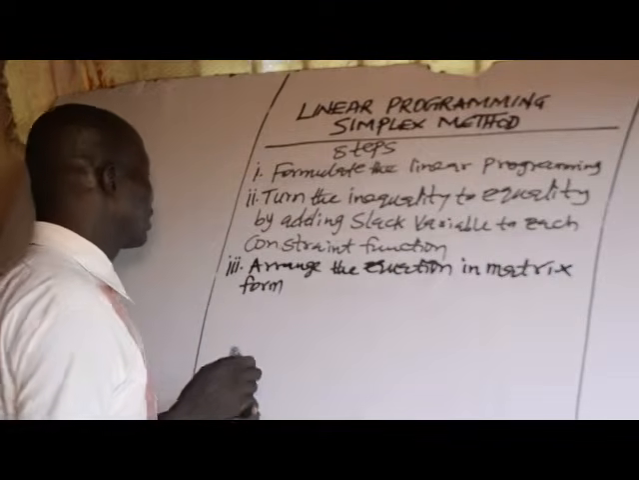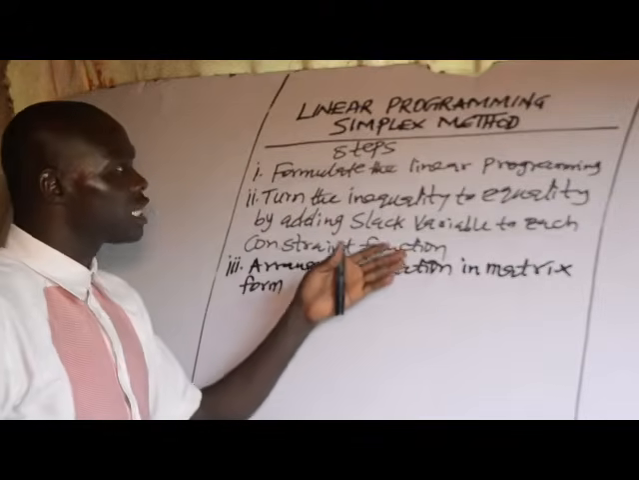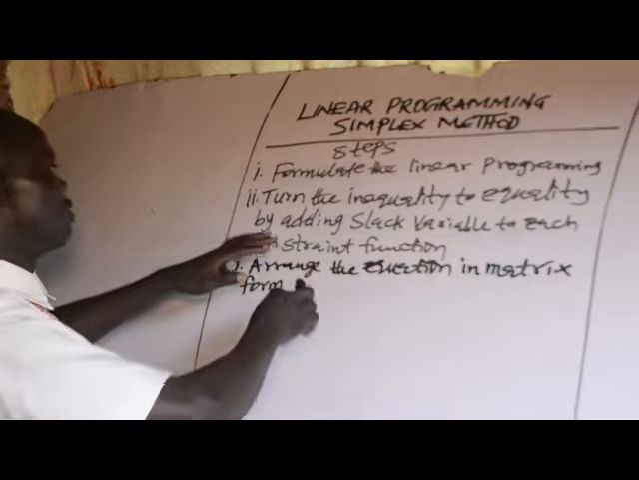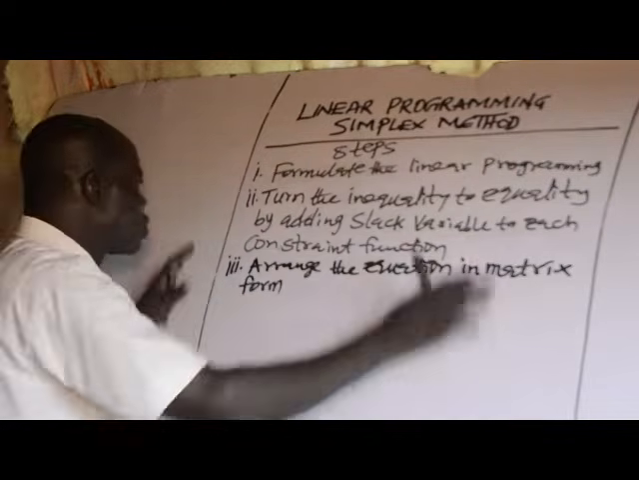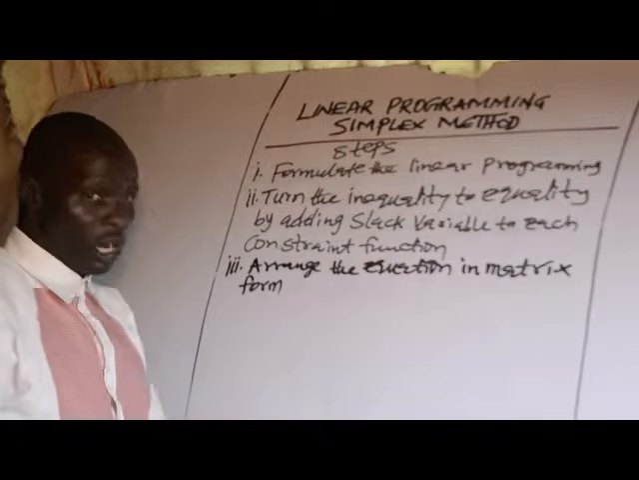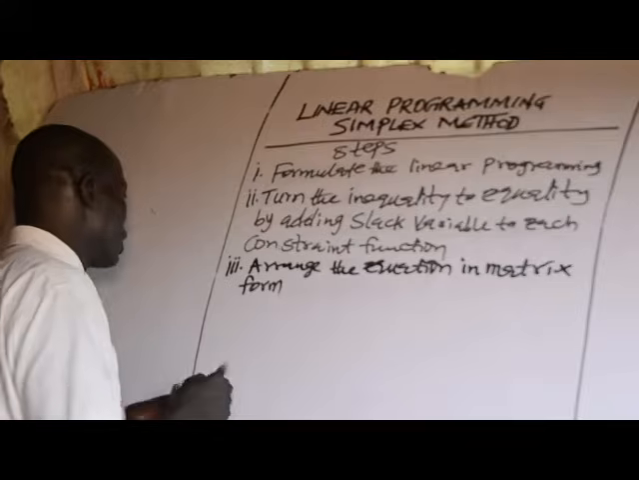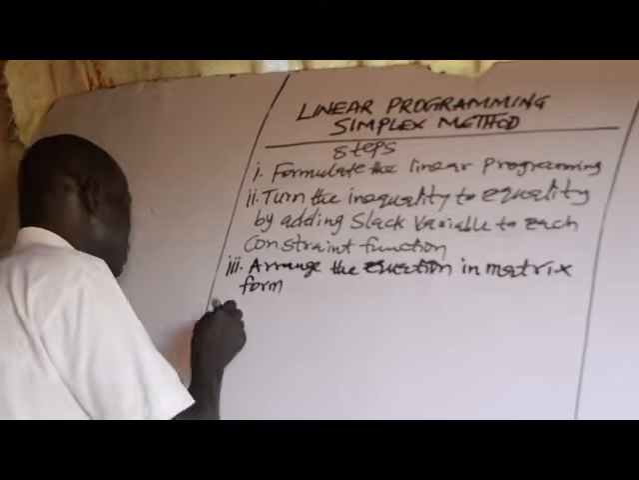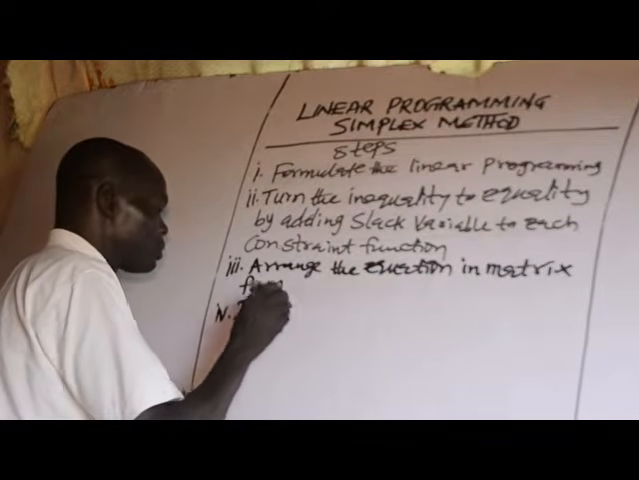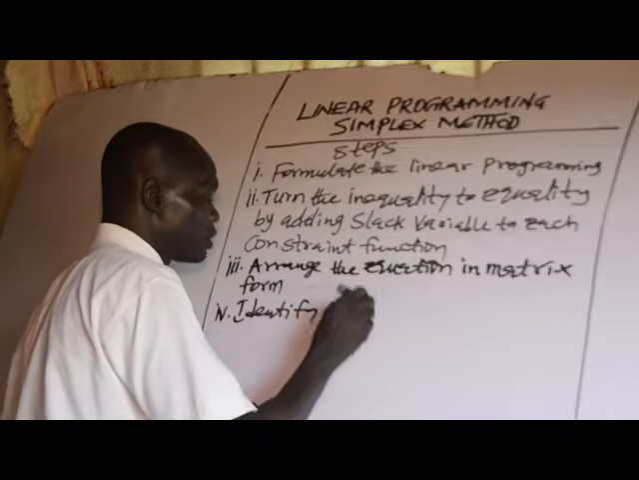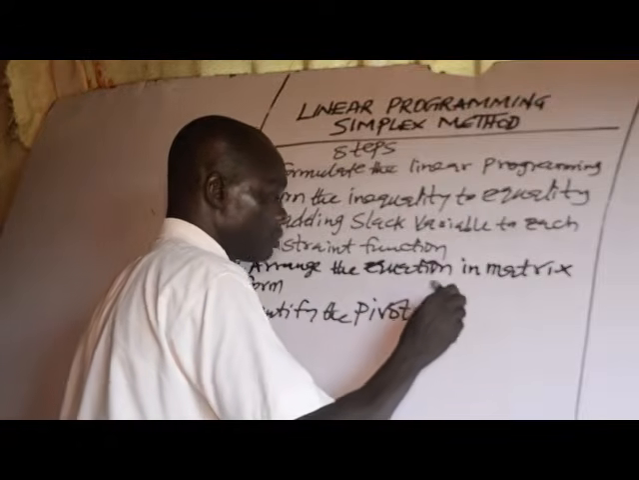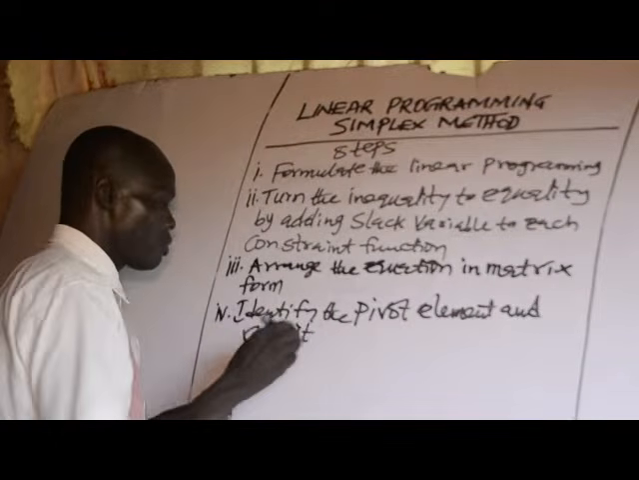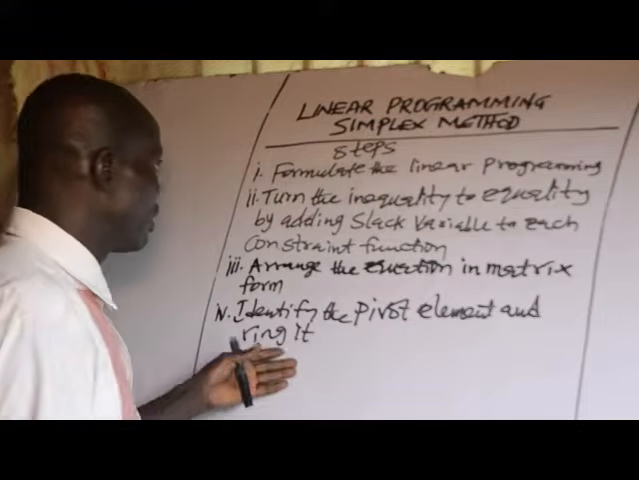I want you to know that these steps will be better explained with a worked example. So if you are still confused or if you see these steps to be too ambiguous, just pay attention. You will understand it better by the time I take a worked example. Step 4: identify the pivot element and ring it.